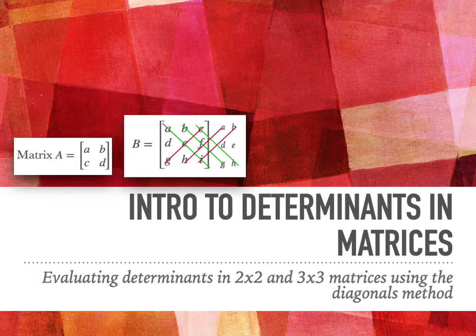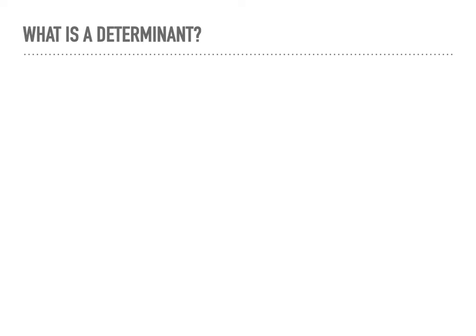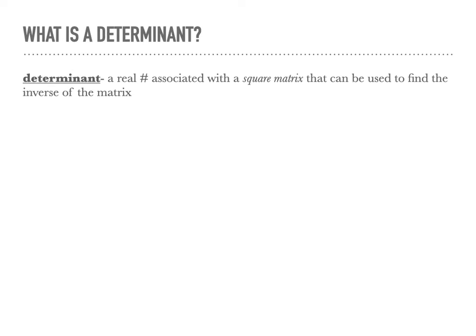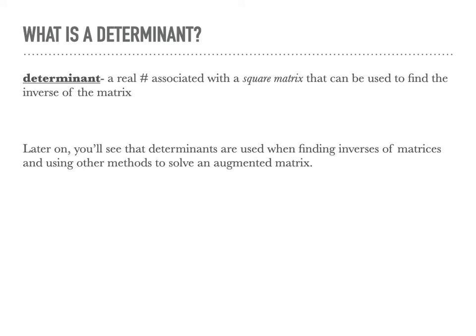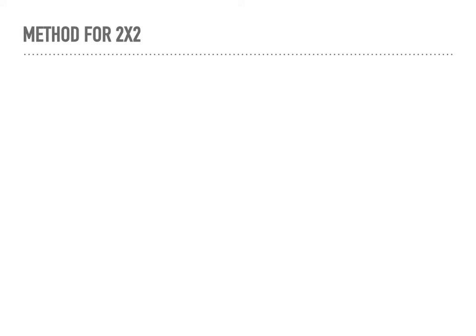Everyone, in this video we'll be discussing an introduction to determinants in 2x2 and 3x3 matrices. A determinant is simply a real number associated with a square matrix. Remember that a square matrix is where the number of rows is equivalent to the number of columns in a matrix. Later on, you'll see that determinants are used when finding inverses of matrices and can also be utilized in solving matrices.